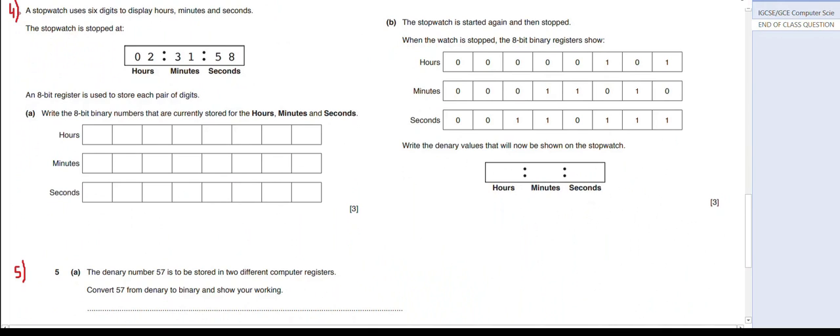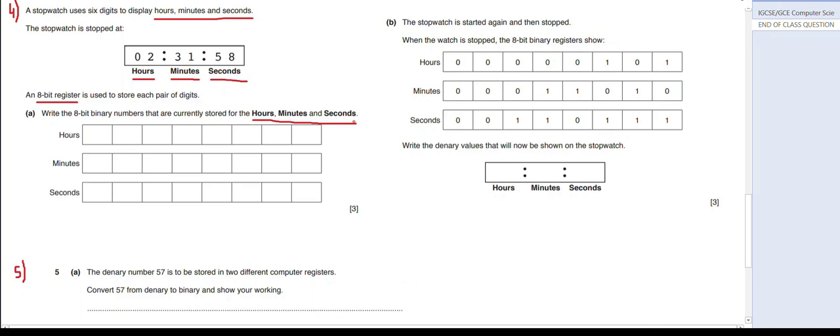Yes, this is question number 4. The left side is the A part, the right side is the B part. It is a 6 marks question. A stopwatch uses 6 digits to display hours, minutes, and seconds. The stopwatch is stopped when the time is 2 hours, 31 minutes, 58 seconds. An 8-bit register is used to store each pair of digits. Write the 8-bit binary numbers that are currently stored for the hours, minutes, and seconds.